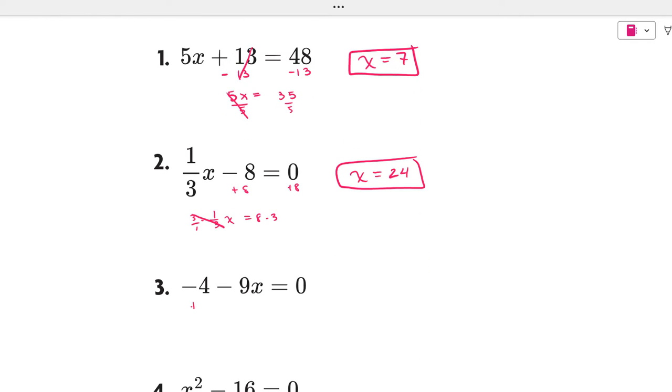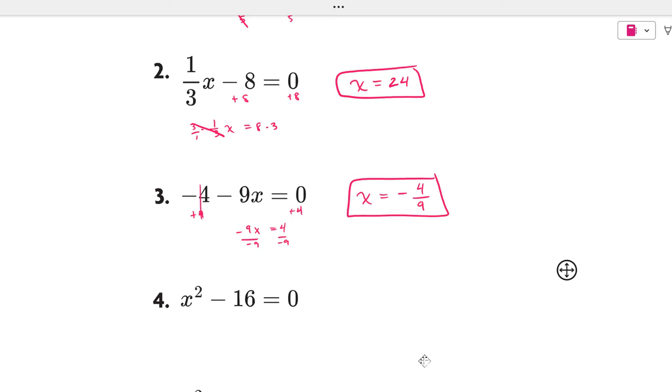So here, let's add 4 to both sides first. So we get negative 9x equals positive 4. Then we divide by negative 9. So x equals negative 4 over 9. Okay.